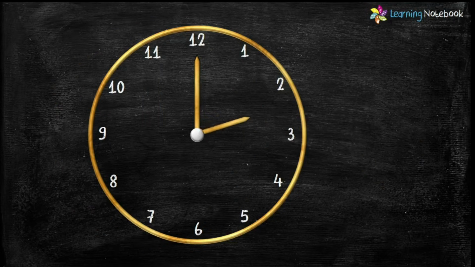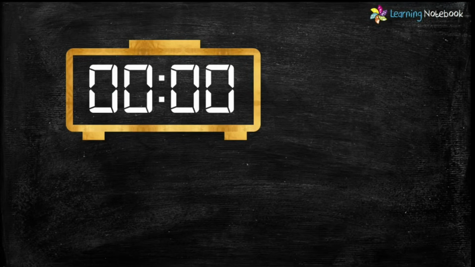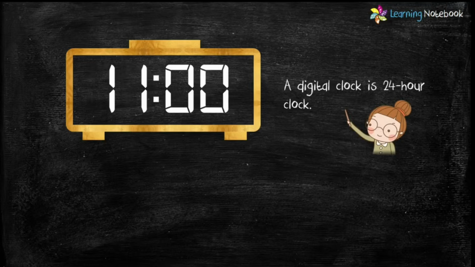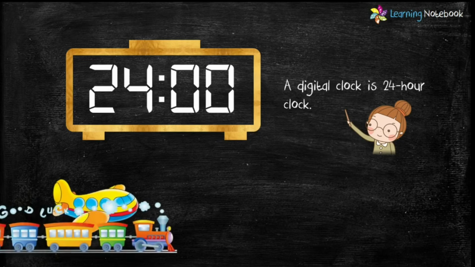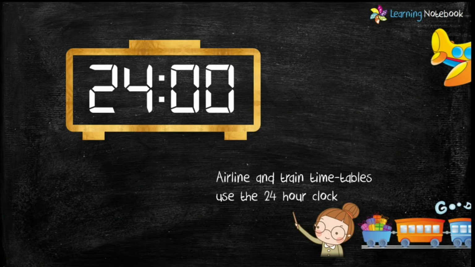Whereas the 24-hour clock does not show the same time twice. After completing one round, this 24-hour clock shows the time as 13, 14, 15 and so on till 24. Students, a digital clock is a 24-hour clock. As you can see, here hours change from 1 to 24. Airline and train timetables are based on this 24-hour clock.